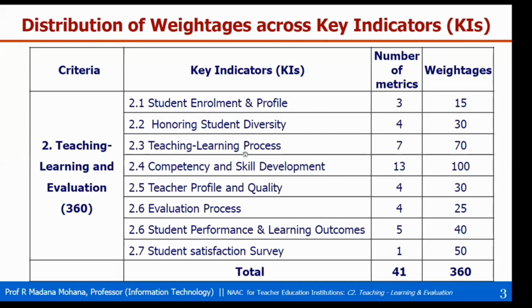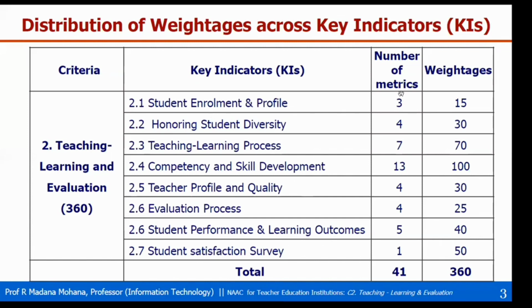Before that, see the distribution of weightages across the criteria with key indicators. Criteria 2, teaching, learning and evaluation, has a total of 360 marks. Criteria 2 is divided into 7 key indicators. The first is 2.1, student enrollment and profile. Second, honoring student diversity. Third, teaching learning process. Fourth, competency and skill development. Fifth, teacher profile and quality. Sixth, evaluation process. Seventh, student performance and learning outcomes. Then finally, student satisfaction survey.